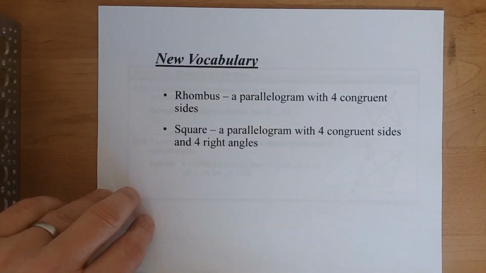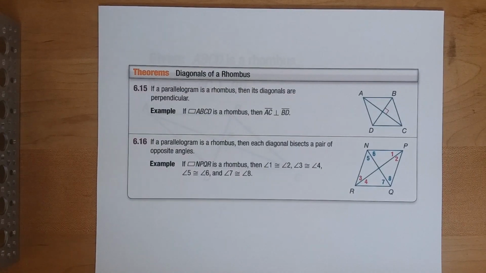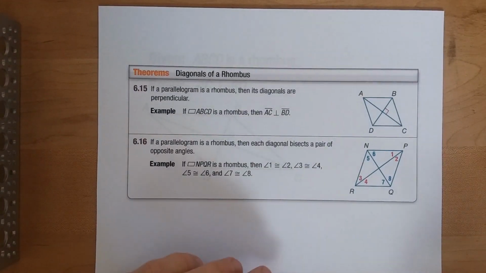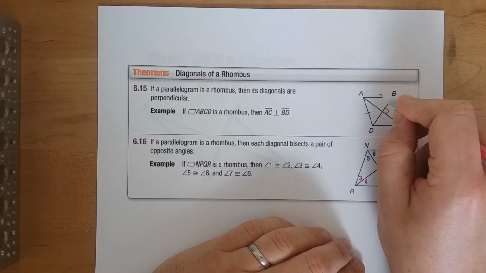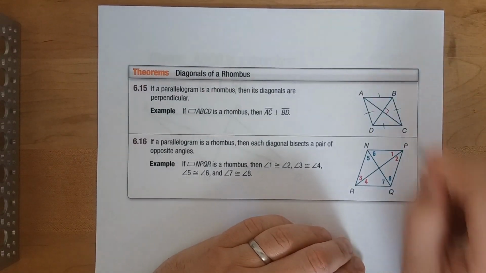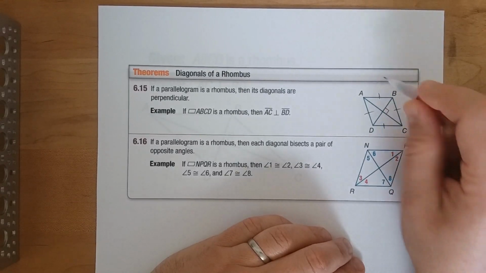So what other properties do we know about rhombuses? Here are some important things to recognize. If a parallelogram is a rhombus, then its diagonals are perpendicular. Now, this isn't true of all parallelograms. We do know in all parallelograms that the diagonals bisect each other, but it's only when your parallelogram is a rhombus, where all 4 sides are congruent, that these diagonals come into the relationship where we have right angles formed.